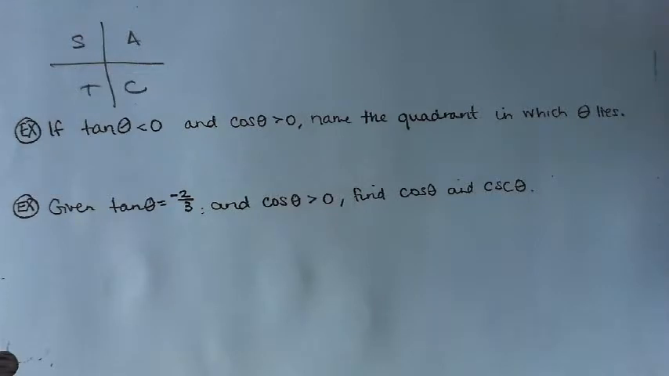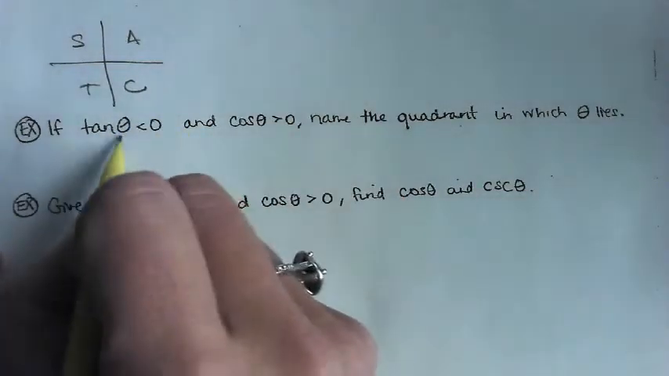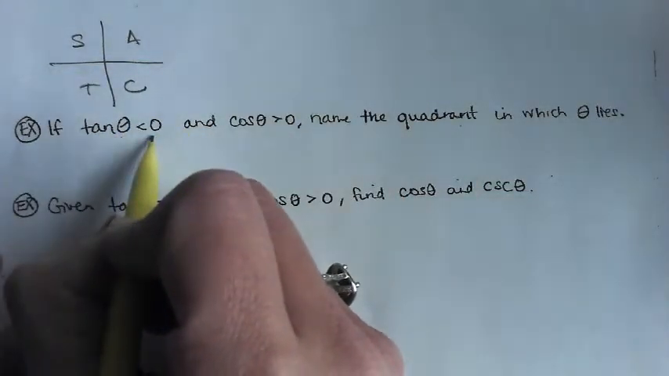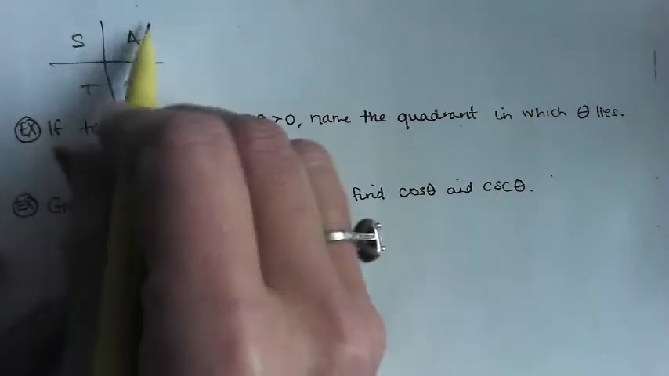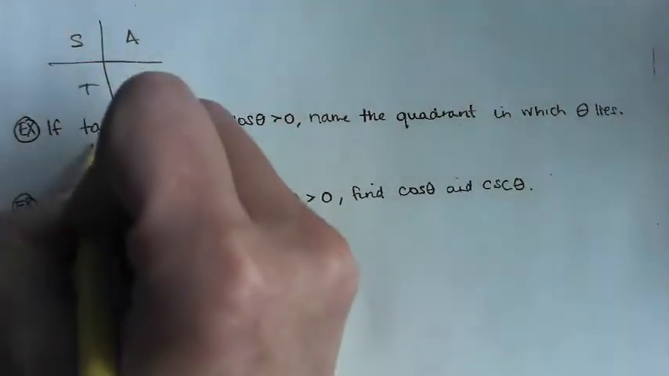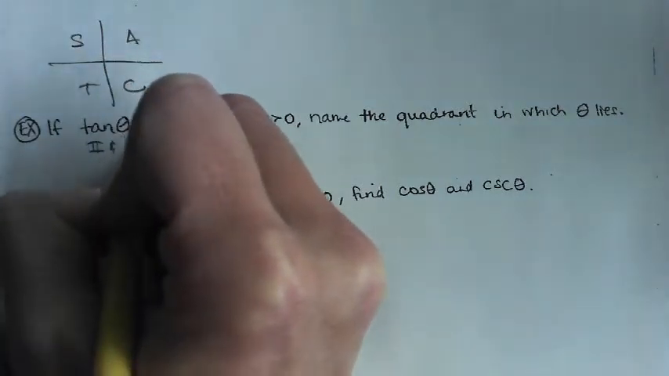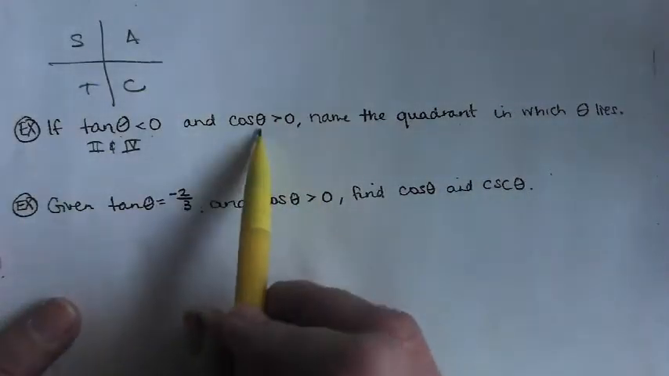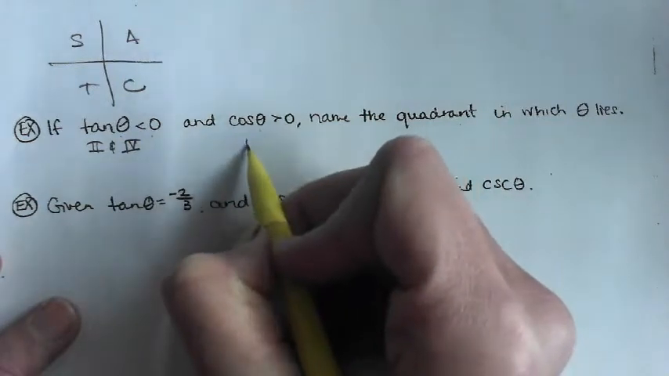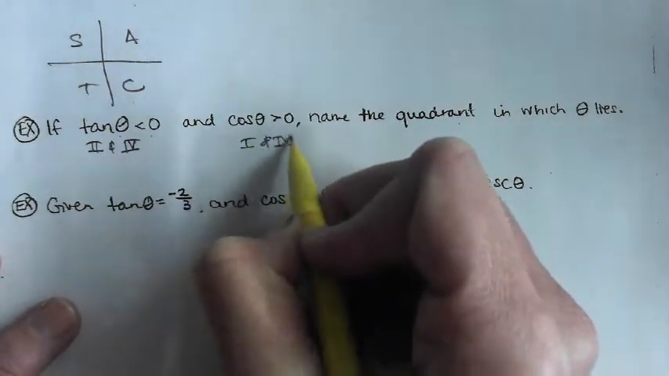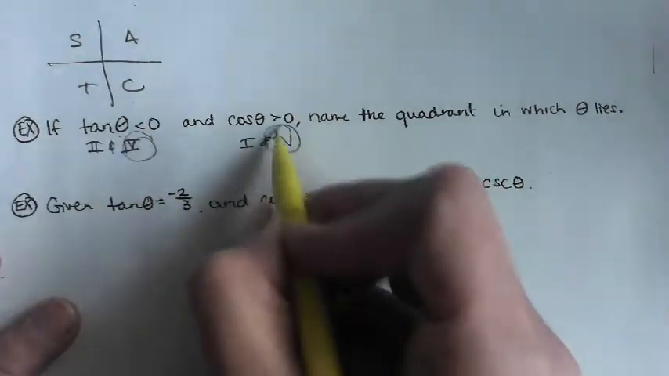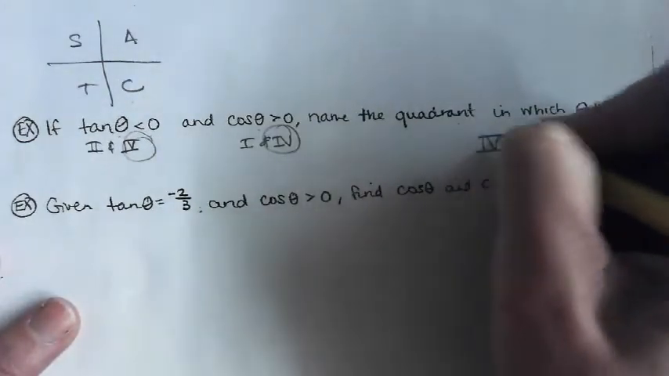So in this first exercise, if tangent is negative, that alone limits us to only 2 options. So what quadrants are we limited to? If tangent is negative, it eliminates 1 and 3, and it keeps 2 and 4, so 2 and 4. And where's cosine positive? 1 and 4. And so to be both of those things, we obviously have to be in quadrant 4.